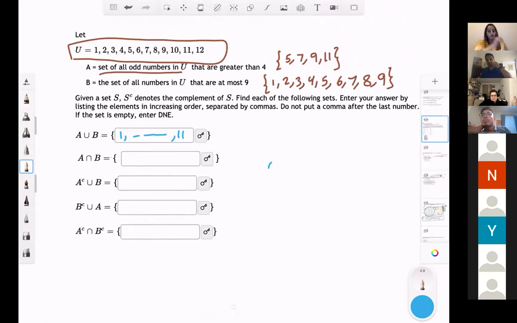What is A intersection B? Would it be 5? 5. A complement intersection B.